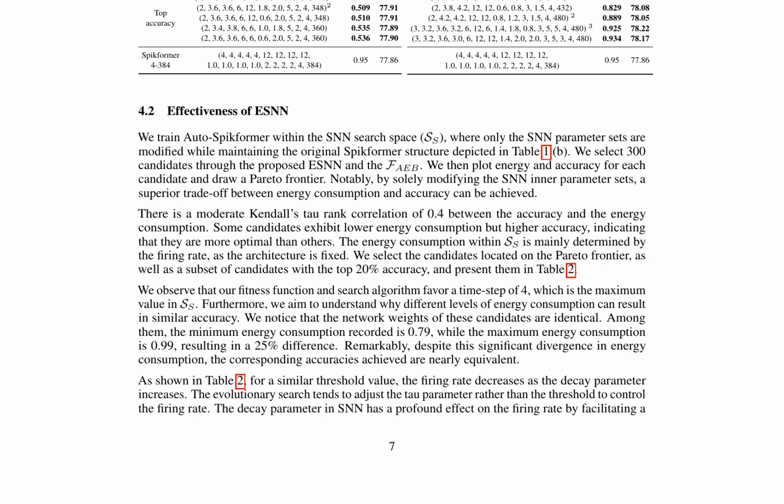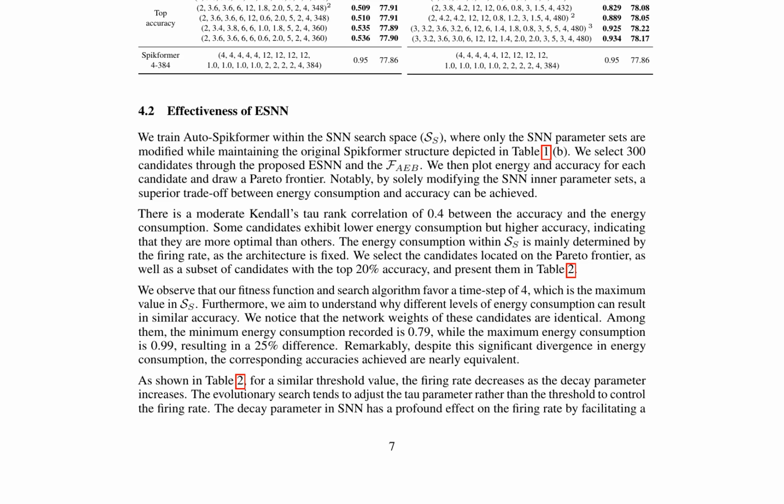They also investigate why different levels of energy consumption can result in similar accuracy and find that the network weights of these candidates are identical, despite a 25% difference in energy consumption. Further analysis reveals the relationship between the threshold value, firing rate, and decay parameter tau, observing that the evolutionary search tends to adjust the tau parameter rather than the threshold to control the firing rate. They conclude that the decay parameter has a profound effect on the firing rate in SNNs. Overall, the results demonstrate the effectiveness of the proposed ESNN method in searching for optimal SNN architectures that balance energy consumption and accuracy.